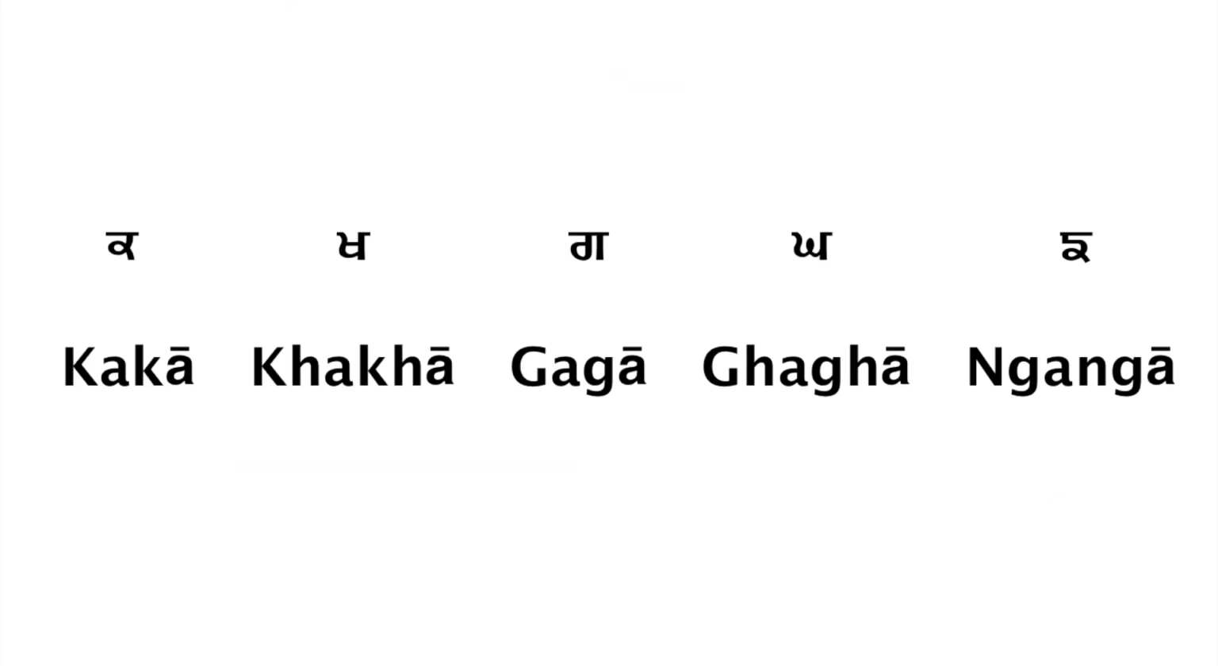In my next video, we'll be looking at the gutturals. That's the second line of the Gurmukhi alphabet, and guttural simply means letter which comes from the back of your mouth, and this will be the subject of my next video.